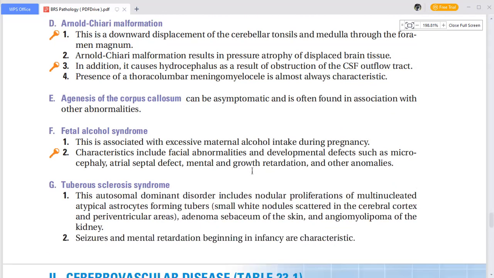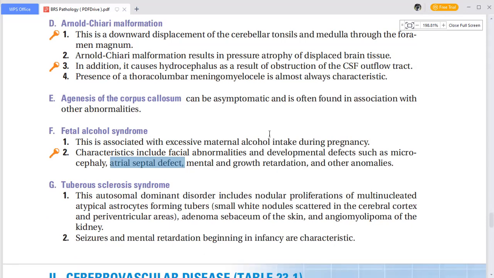How about fetal alcohol syndrome? This is associated with excessive maternal alcohol intake during pregnancy. It is characterized by facial abnormalities and developmental defects such as microcephaly. The baby will be born with a small brain. Atrial septal defect. This one is very important for cardiovascular. Atrial septal defect, there's an MCQ that they bring. So atrial septal defect is due to fetal alcohol syndrome.